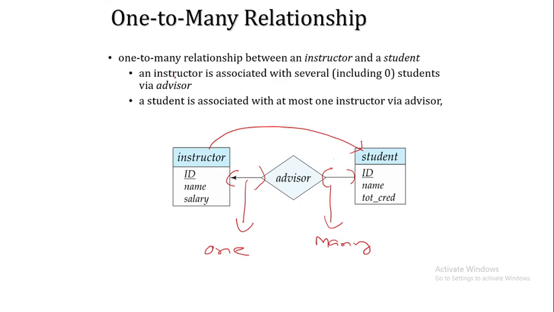An instructor is associated with several students. So there are many students over here who are associated with the instructor. That is why here it is many, associated with the students. Now a student is associated with at most one instructor. So here only one is associated with one, and this is directed at the instructor table. So this is how the relationship exists, the representation of your one-to-many relationship using your ER diagram.